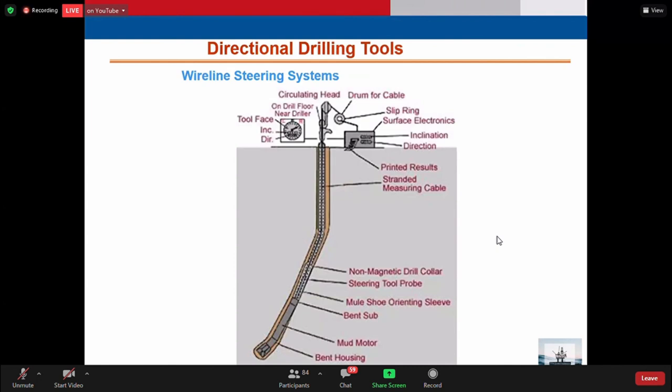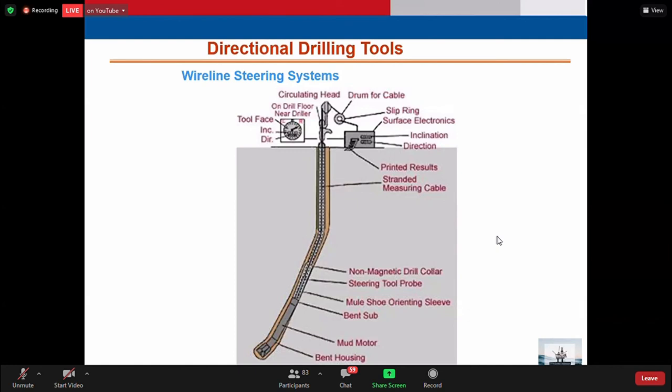To sum up all the drilling techniques we have discussed: the first technique is surface stock, the second technique is the jet bit. The third technique is downhole motors, divided into two types, the positive displacement motor and turbine motors. The last technique, and the most advanced and most developed technique, is the rotary steerable system.